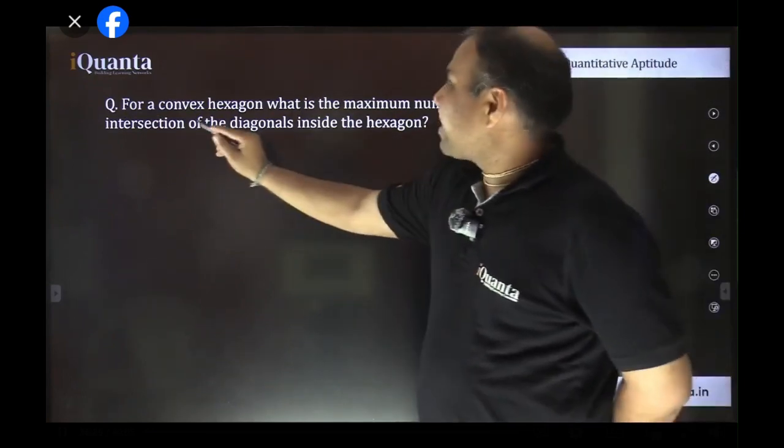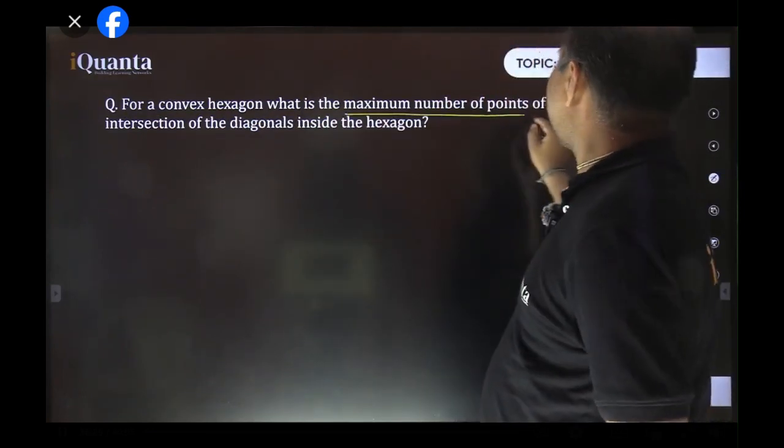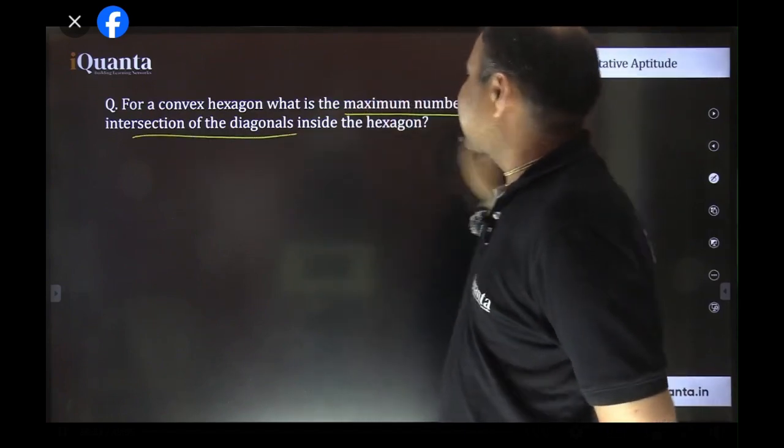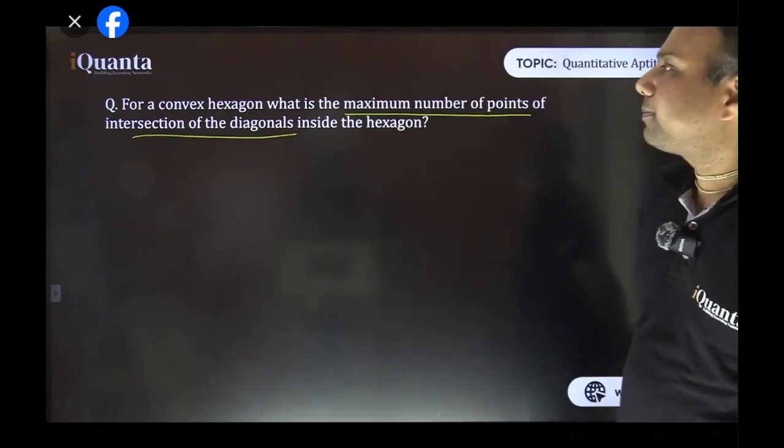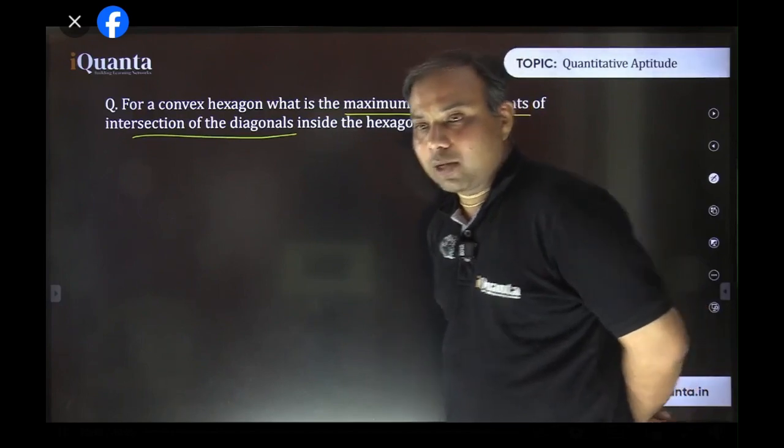Okay, that's a good one. For a convex hexagon, what is the maximum number of points of intersection of diagonals inside the hexagon? Now think carefully, logically, and try to answer.